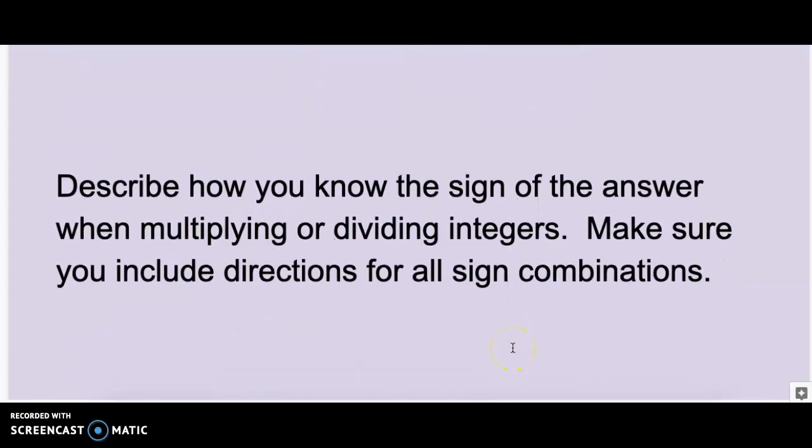The first question: describe in words how you know the sign of the answer when you're multiplying and dividing integers. Make sure you include directions for all sign combinations.